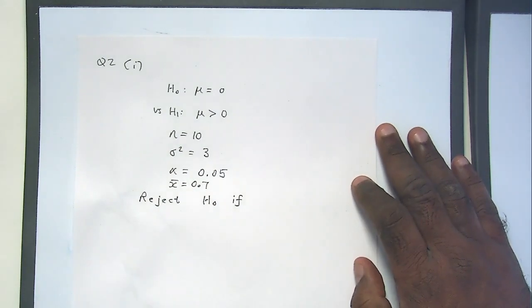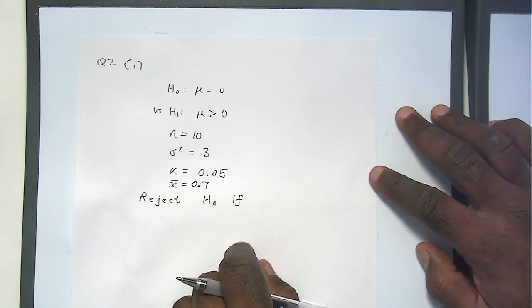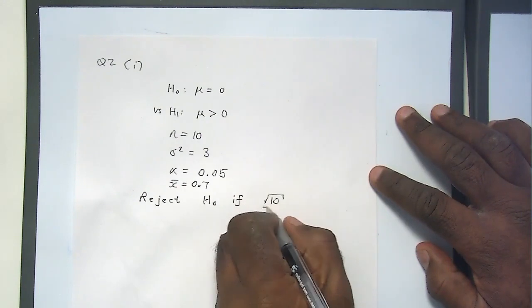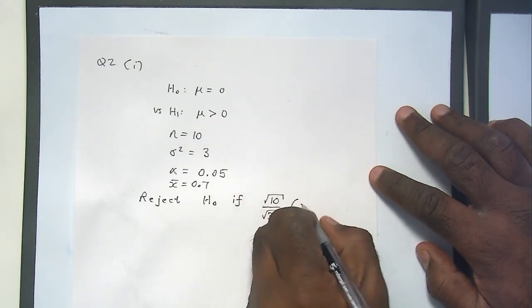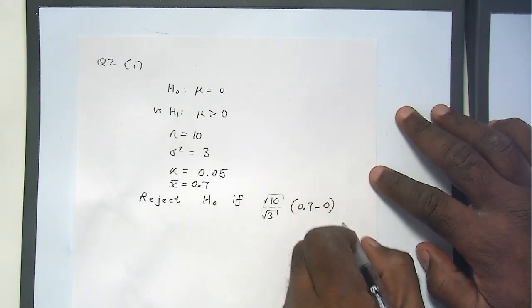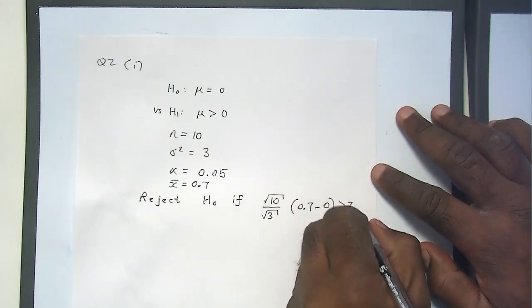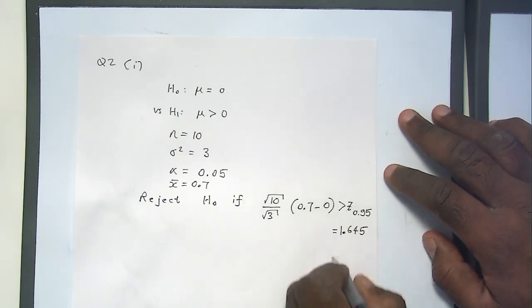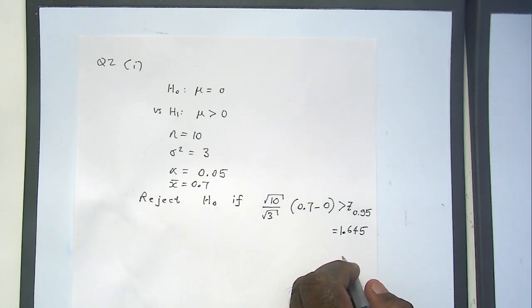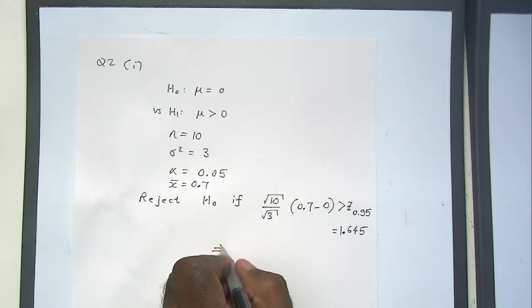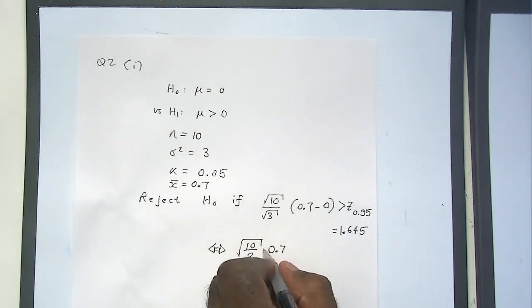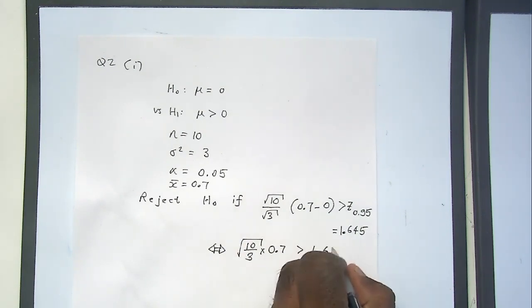Alright guys, can you listen? What's the rule for rejection in this case? It's root of n, which is root of 10, over sigma, which is root of 3, times x bar, which is 0.7, minus mu 0, which is 0, greater than z 1 minus alpha, which is 0.95. And this is 1.645. I assume you know how to read the tables right in front of you. So this is the same as saying that root of 10 divided by 3 multiplied by 0.7 is greater than 1.645.